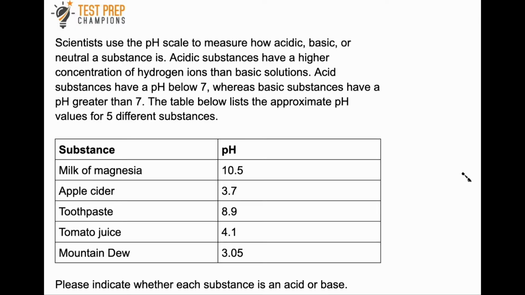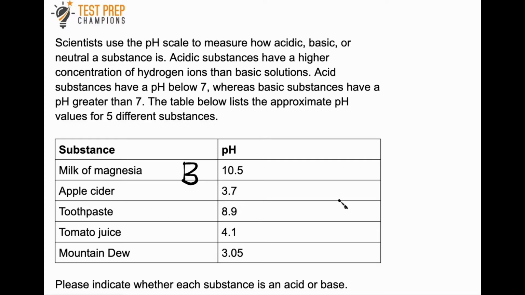So basically, it tells us that acid substances have a pH below 7. So if it's less than 7, it's going to be an acid, whereas basic substances have a pH above 7. So let's go through these one by one. So milk of magnesia, the pH is 10.5, so that is greater than 7. So milk of magnesia is a base. So I'm just going to put a B here.